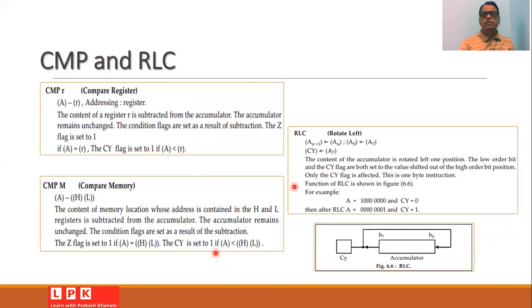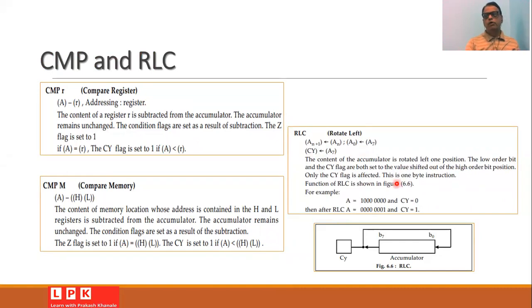Another instruction that is being used is the rotate left. This is being used for rotating the data, and in this instruction we write it as RLC, that is, rotate left. The content of the accumulator is rotated to the left side by 1 position. The lower order bit and the carry flag are both set to the value shifted out of the higher order bit position. Only the carry flag is affected, and this instruction is a 1 byte instruction.